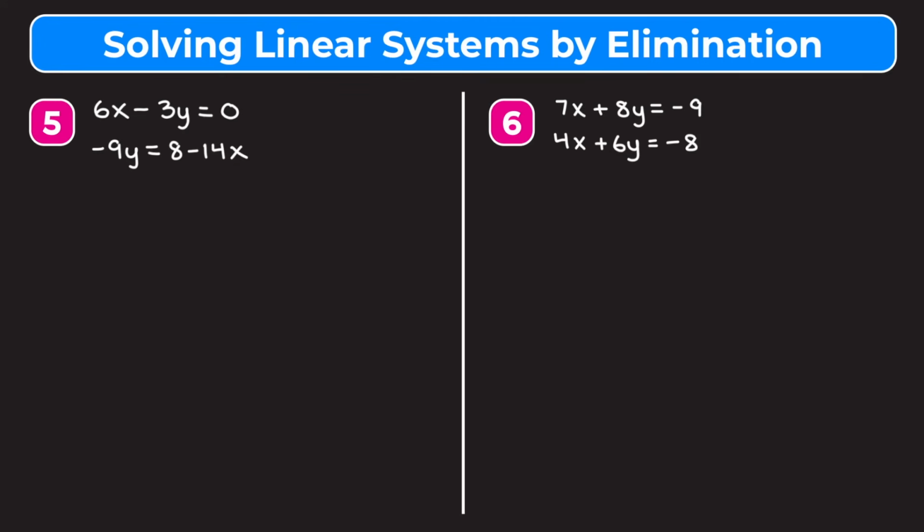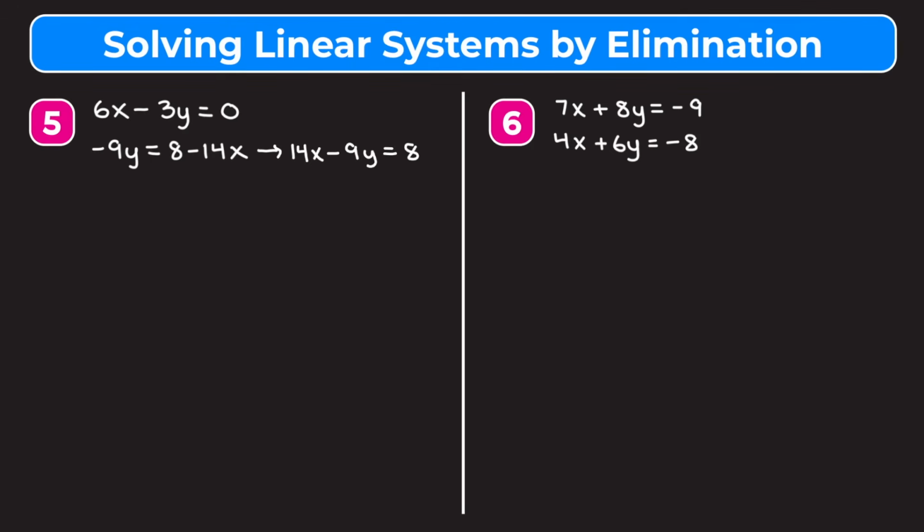So for number 5, we have 6x minus 3y equals 0, and we have negative 9y equals 8 minus 14x. So first thing I'm going to do is manipulate the bottom equation by adding 14x to both sides so it looks more like the top one. So if I add 14x to both sides, I'll get 14x minus 9y is equal to 8.